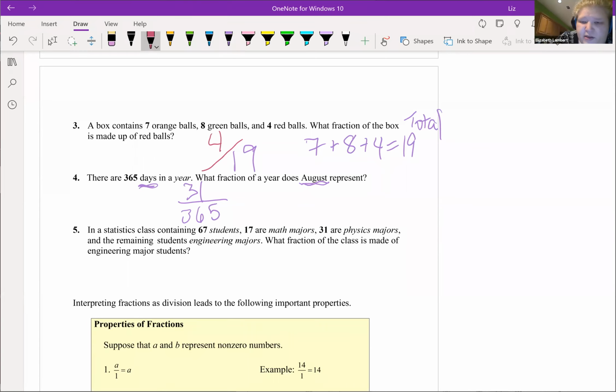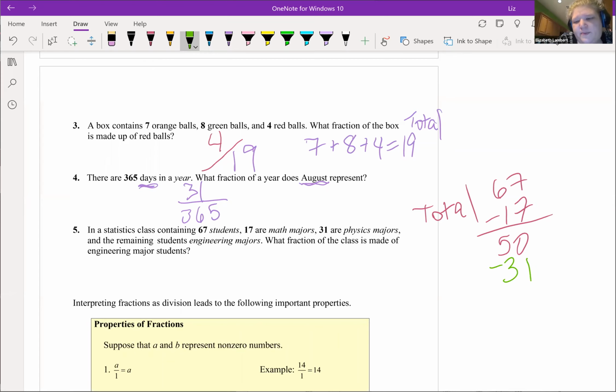So we're going to start with the total. Now you could, if you wanted, add 17 and 31 and then subtract that off the total. I noticed 67 and 17 will subtract nicely. But honestly, you guys just crunch it on your calculator. So that'll be 50, and then I'm going to take off the 31. I'd need 9 more to get to 40 and 10 more to get to 50. So it is 19, not 29 or 21. So there are 19 engineering majors out of a total of 67 students in the class.